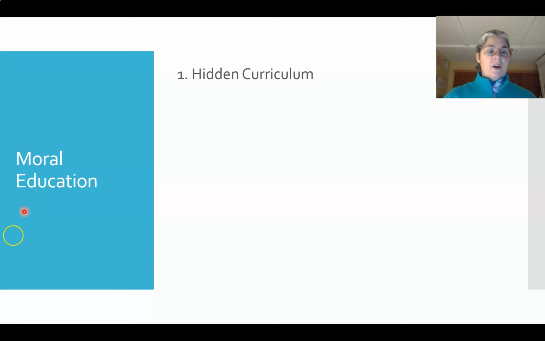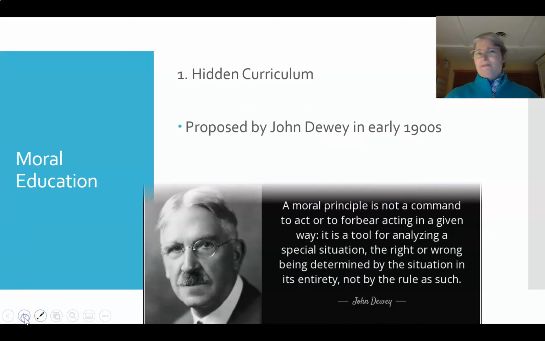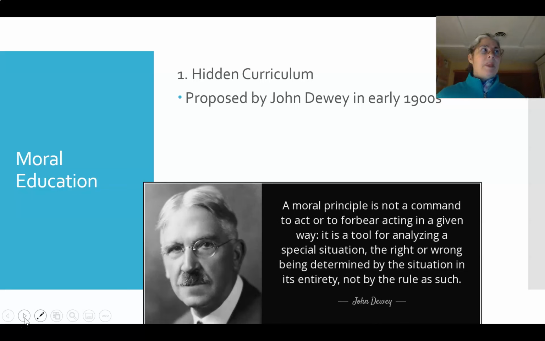The first one is called hidden curriculum. So what do I mean by hidden curriculum? This was spearheaded by John Dewey in the early 1900s. He's a very famous American educator. So Dewey felt like not only do we have this moral imperative to teach our curriculum, but we also have a moral imperative to teach our students to become moral human beings.